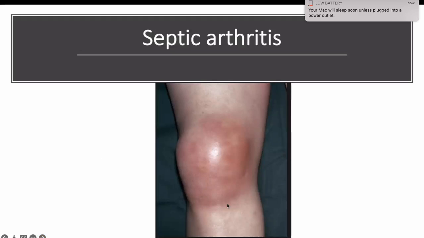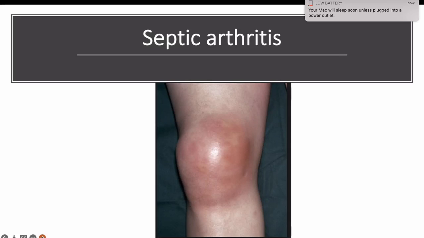So moving to septic arthritis. We chatted a little bit about septic arthritis with osteomyelitis. So septic arthritis is infection in the joints, in the joint space and joint capsule. And most commonly in pediatrics, it's secondary to osteomyelitis, the source of septic arthritis, secondary to hematogenous origin. Sometimes it can be secondary to trauma, secondary to a wound, secondary to surgical intervention in the joint.